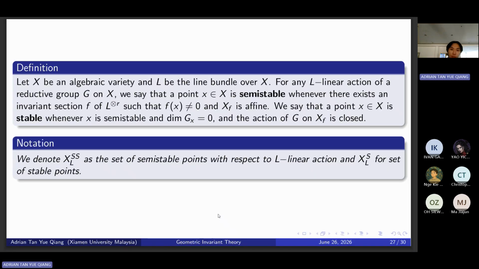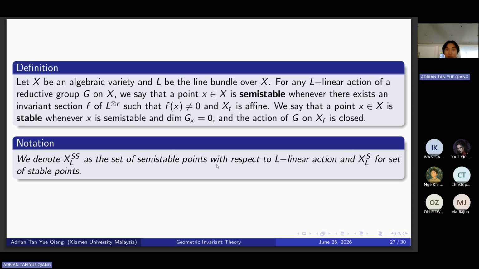And then we have a new type of semi-stable definition, which corresponds to the sections that we were talking about just now. We say that a point is semi-stable whenever there is an invariant section F of this R-th tensor power such that it is non-zero at the point, and we strictly want X_F to be affine.